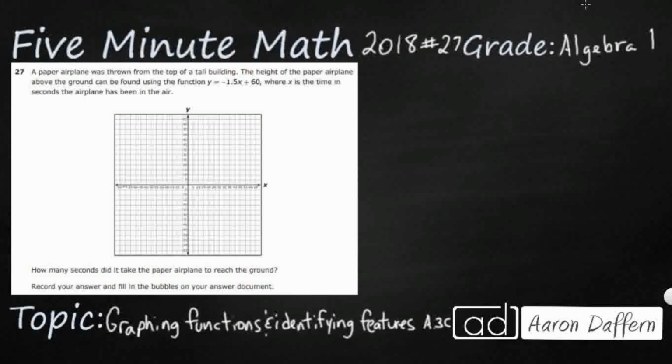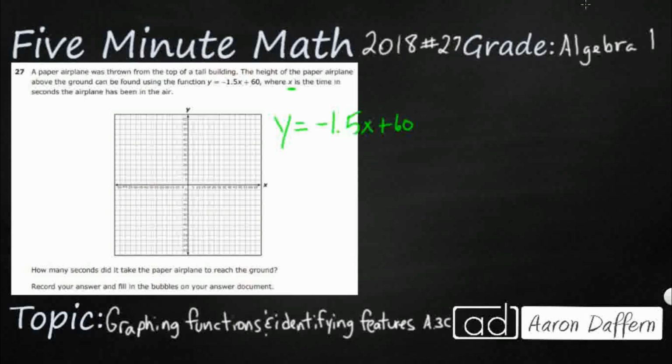So we have a blank coordinate grid here if we need it. A paper airplane was thrown from the top of a building. The height of the paper airplane above the ground can be found using, here's our function. I'll write it a little bit bigger for us. y equals negative 1.5x plus 60, where x is the time in seconds that the airplane is in the air. How many seconds did it take for the airplane to land on the ground?